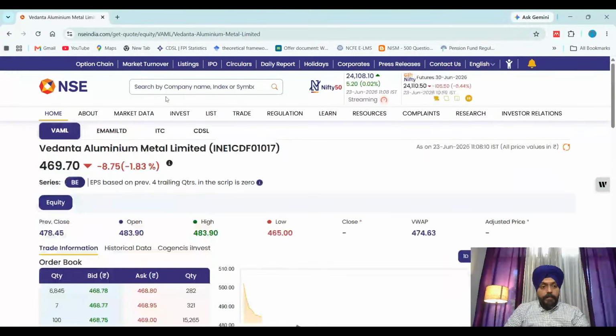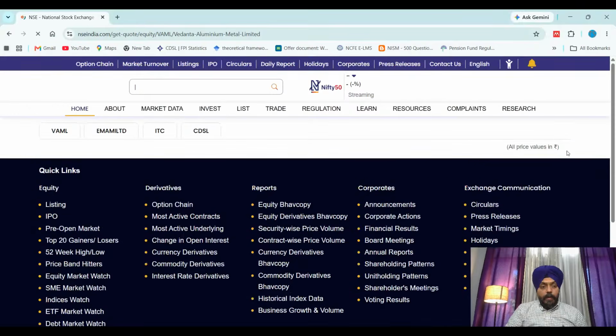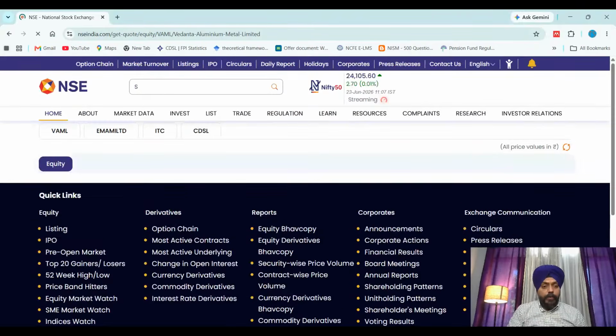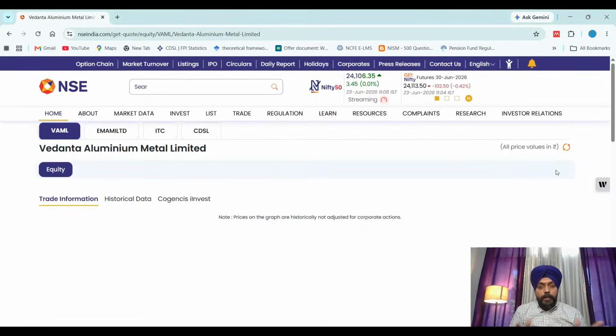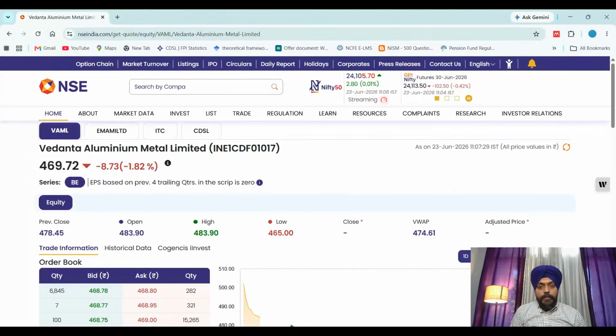So I will just refresh from here and check the live price at which this stock VML is trading, because it is a part of NIFTY50, and we are considering NIFTY50 for this live workshop. You can see that right now the price is 469.70. It's changing because markets are always volatile.